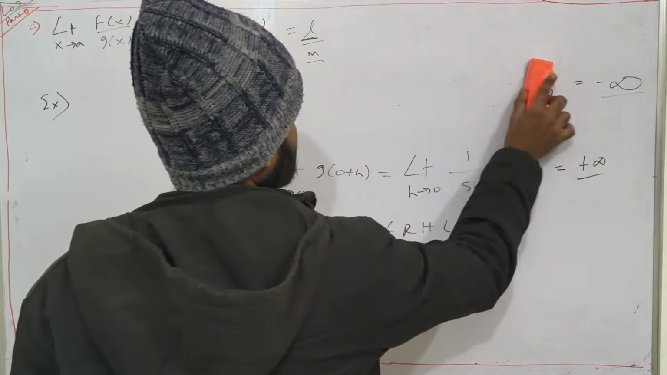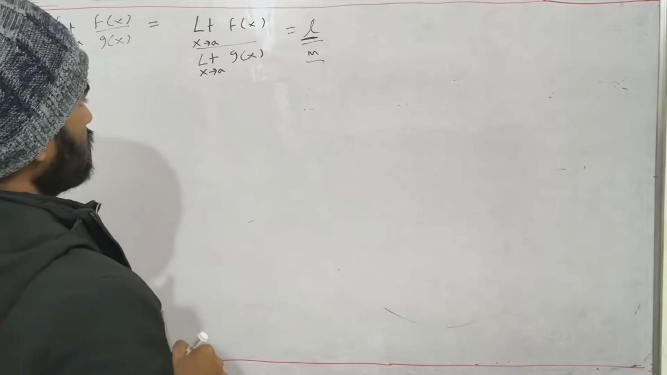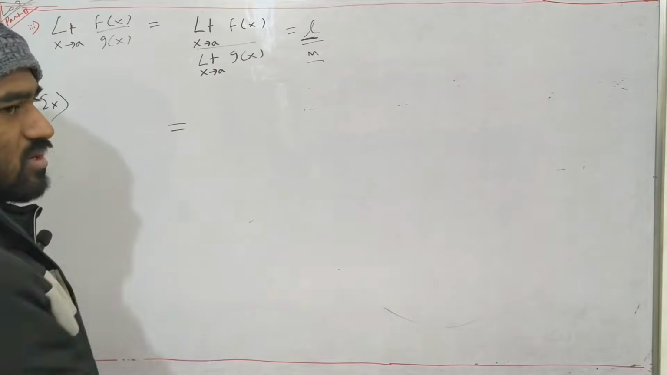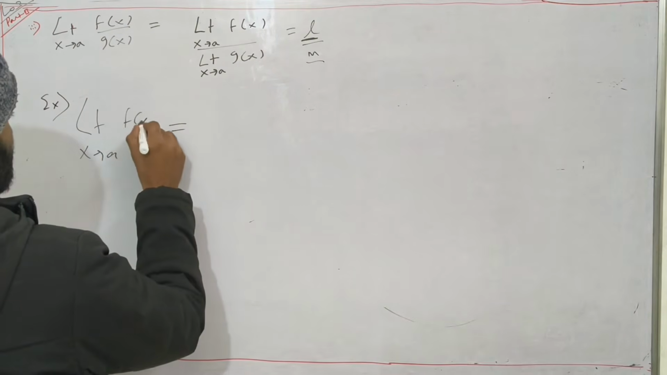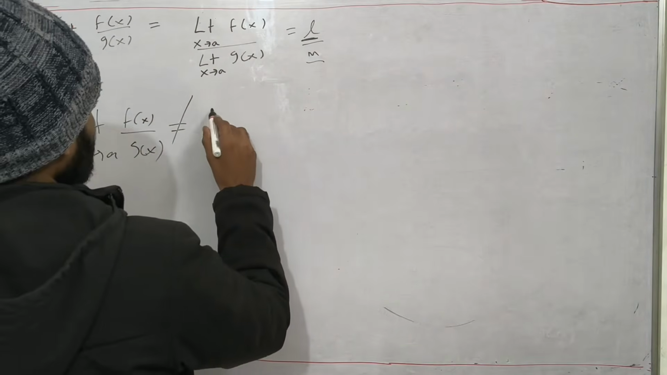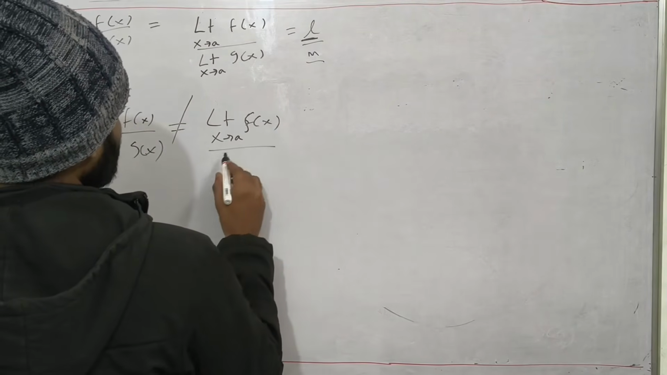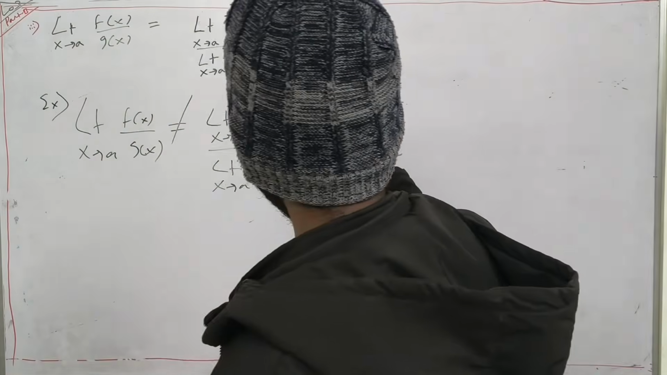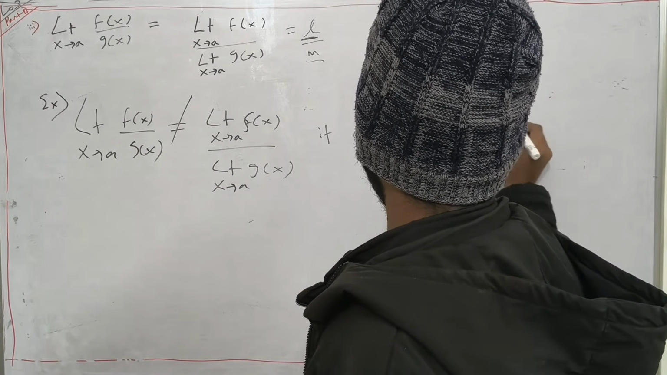I want to say here, key: when these limits don't exist, you don't have unique values of L and M. So for finding limit x tends to a of f of x comma g, f of x by g of x, we can't use the formula limit x tends to a f of x by limit x tends to a g of x if either of L, M don't exist, okay?